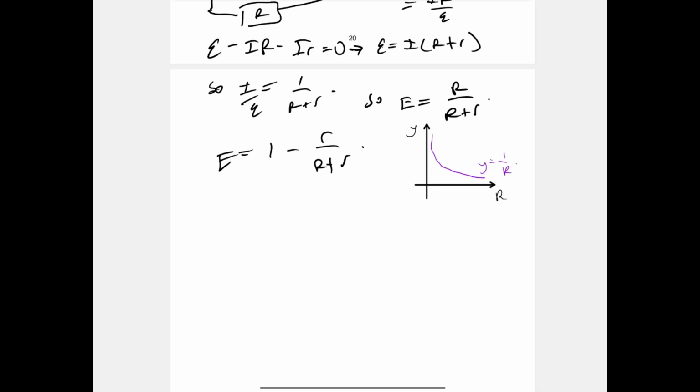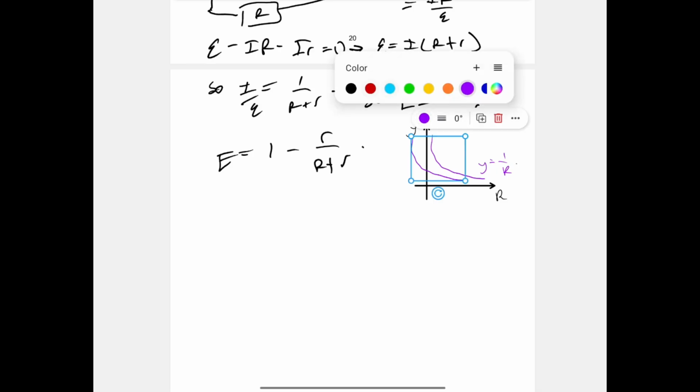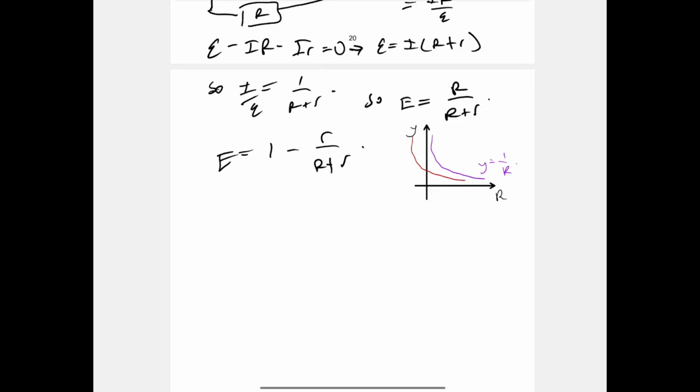And then y equals 1 over r plus r is just going to be a translation by minus r in the x direction. So it's going to be that, literally just that. So that's a translation by minus r in the x direction. Actually, we can make that a different color. Let's make it red. One over r plus r. And what's this going to be? When r is 0, that's going to be 1 over r.